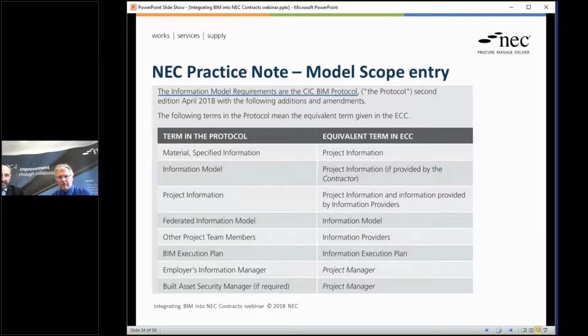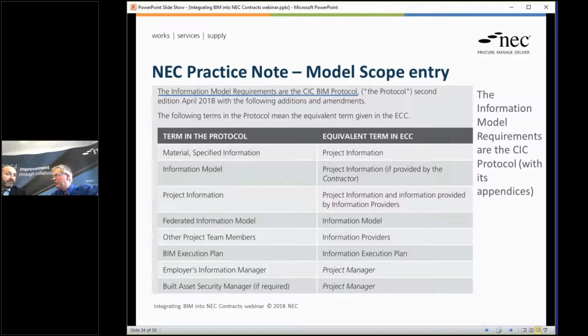And the way it works is that the CIC BIM protocol becomes part of the information model requirements within the scope. Okay. So basically we're putting the whole CIC with its bits in as the information model requirements, with a couple of tweaks we'll talk about later. Okay. There are some terminology differences, as we say, this inconsistent use of BIM terms in different protocols and documents.